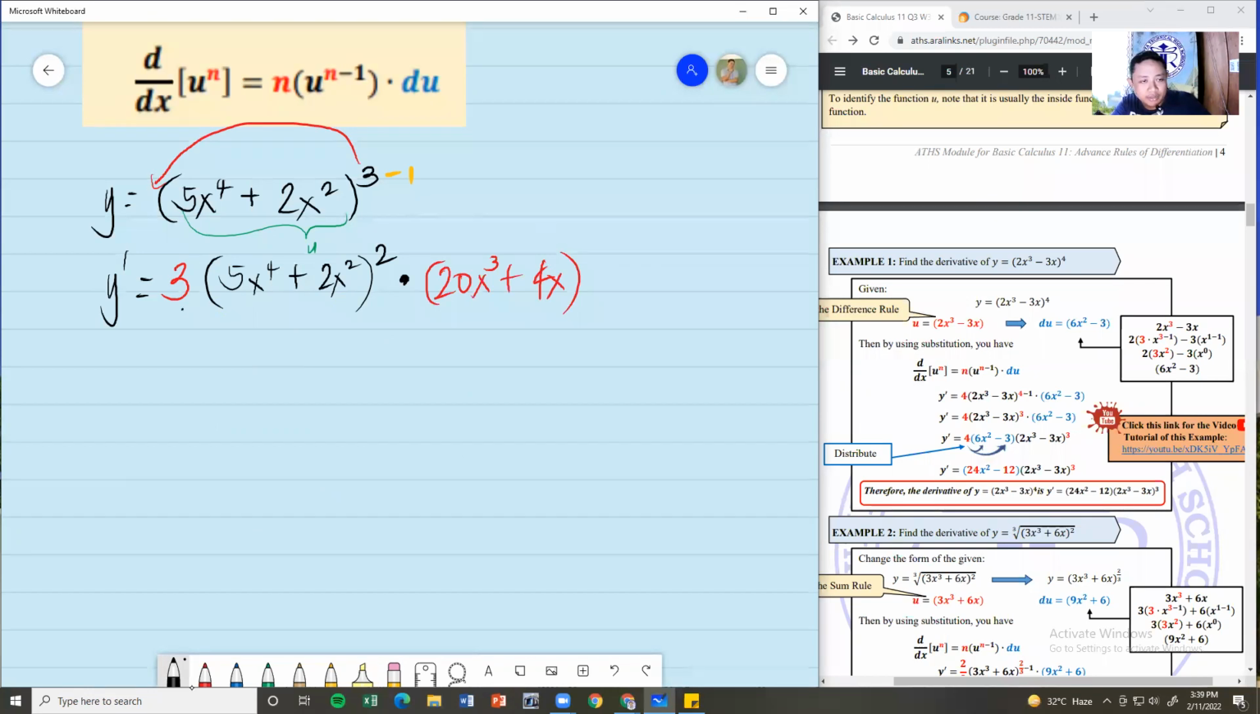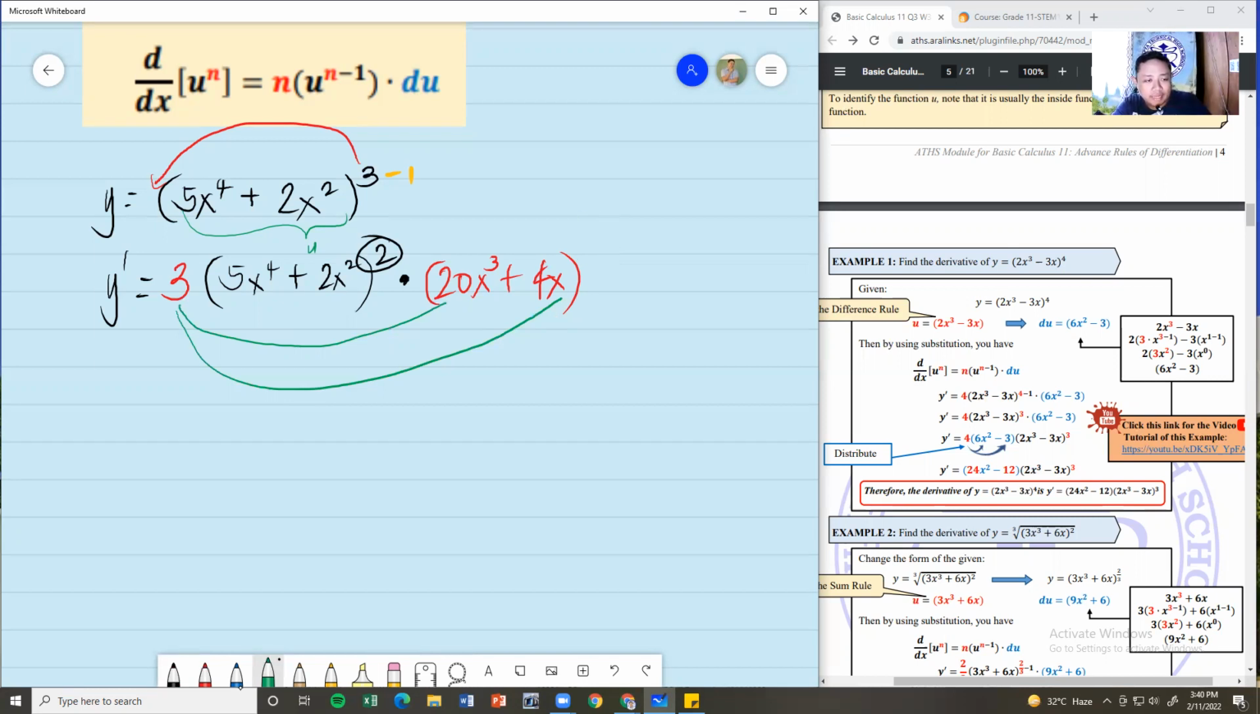Of course, you cannot distribute 3 to these terms because it is still raised to the second power. Bawal ang mag-distribute ng coefficient sa loob ng parentheses na mayroong exponent. Please remember that. Never, ever do that. So therefore, where can we distribute 3? Only to these terms, because 20x cubed plus 4x do not have other exponent here but 1. So okay lang kung si 1 na lang.